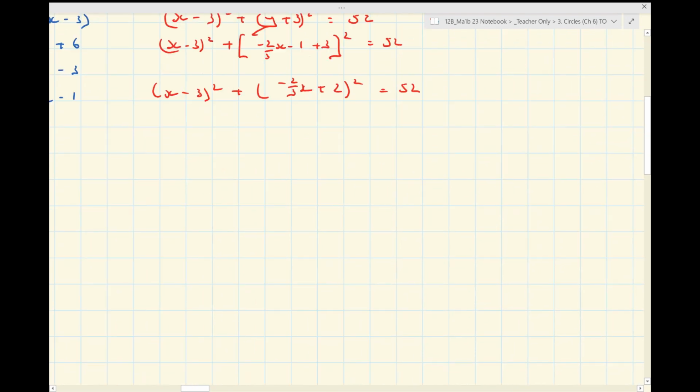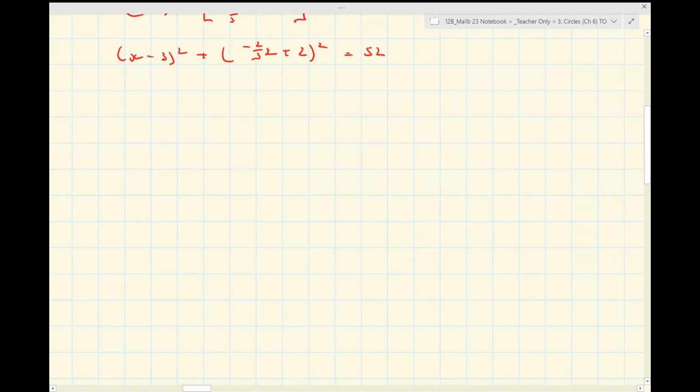Now I've got an equation in x here, so I can solve this. (x minus 3) squared is x squared minus 6x plus 9 plus, right, (minus 2/3 of x plus 2) squared. Minus 2/3 of x times minus 2/3 of x is going to be 4/9 of x squared. Then my middle term is going to be minus 4/3 x. I'm going to have an outer term of minus 4/3 x. So I get minus 8/3 of x plus 4 equals 52.